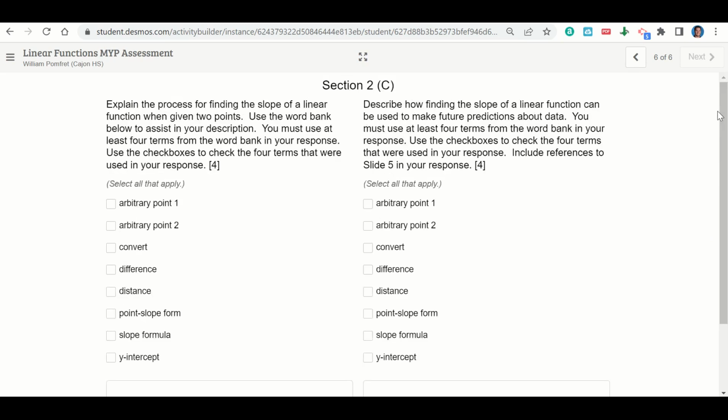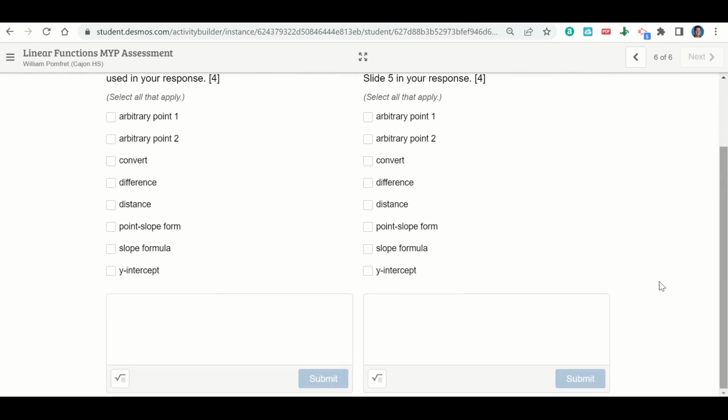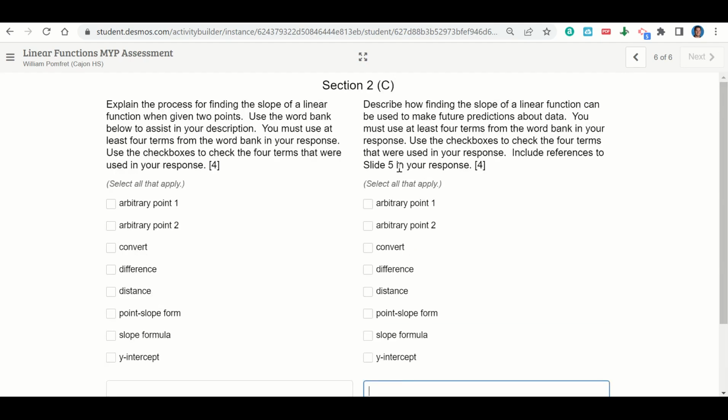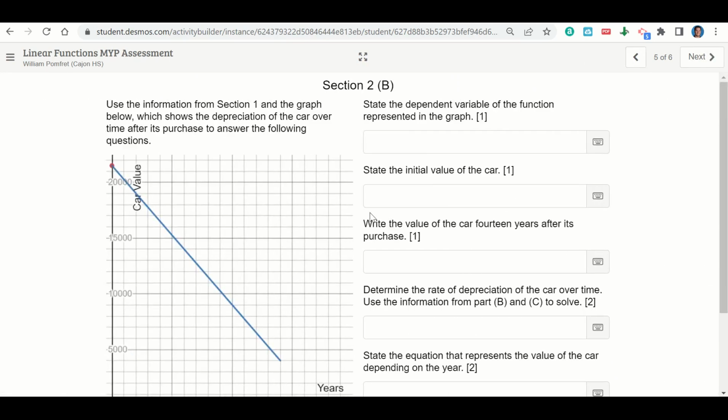For the next one, it says, describe how finding the slope of a linear function can be used to make future predictions about data. So how can using a linear function help you to predict what could happen in the future? It says, use the checkboxes to mark the 4 terms that you use. You need to use at least 4 as well, and answer this. And you need to reference slide 5 in your response. So slide 5 was this one with the car depreciation.